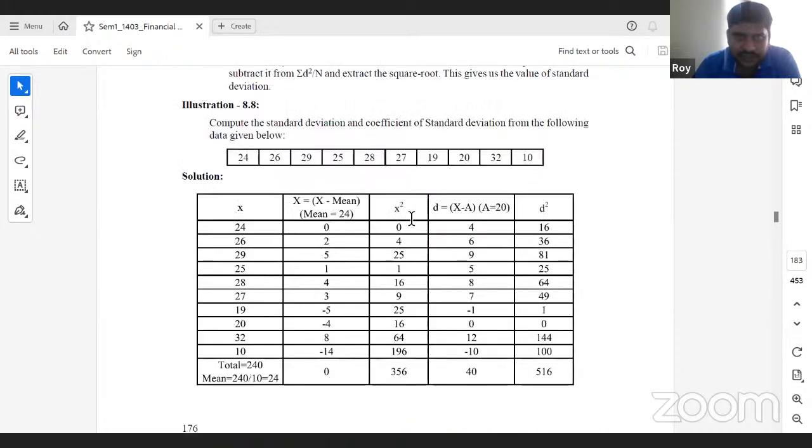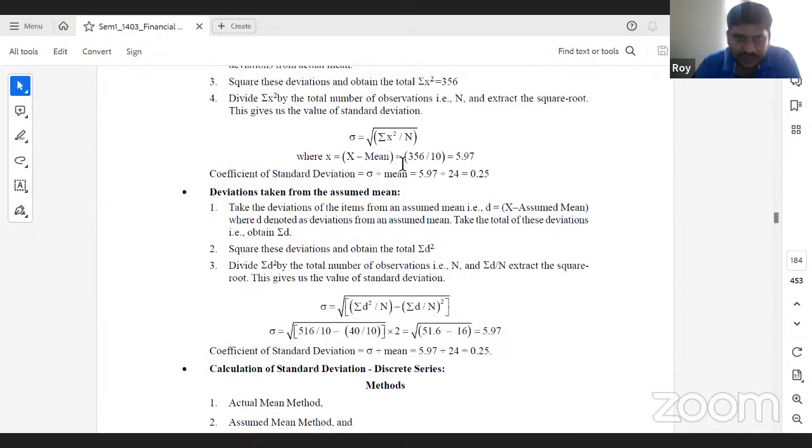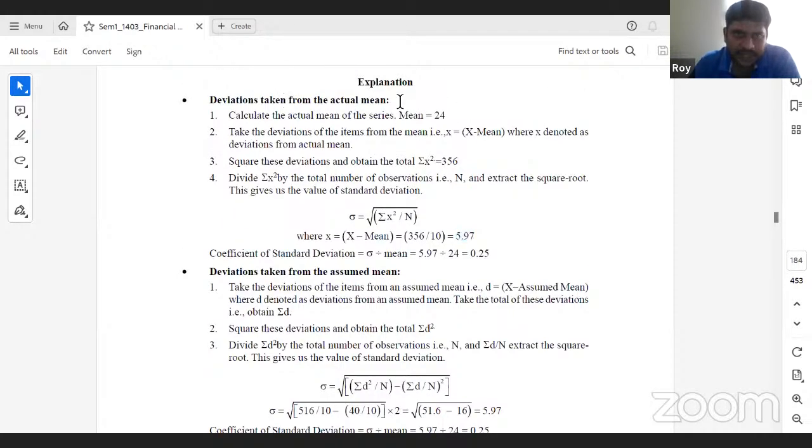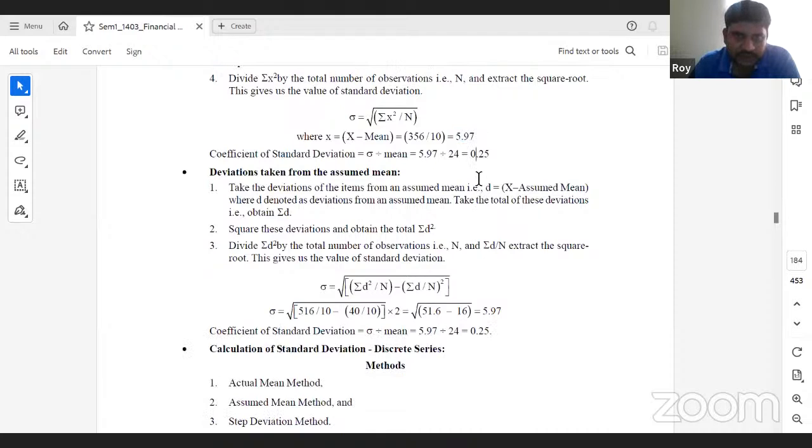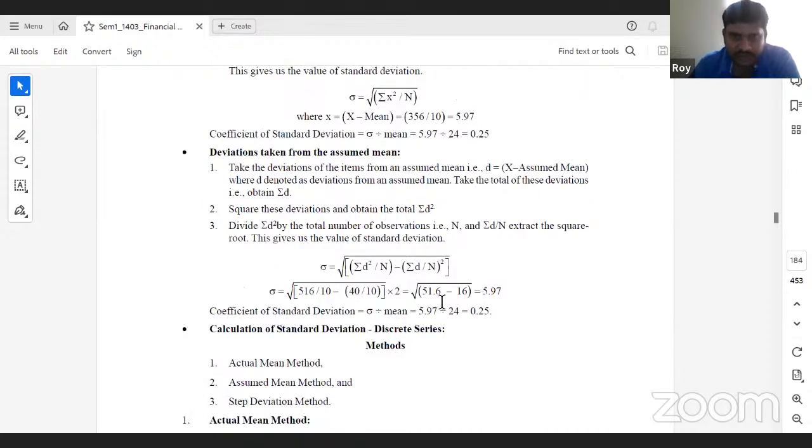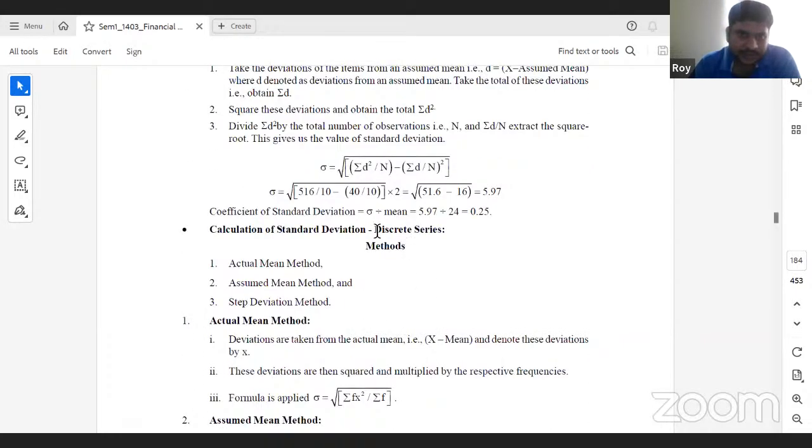Already we got the 356 here, x square divided by n. We got this value, and standard deviation divided by mean is equal to this one, coefficient of this. Generally, deviations will be taken from the assumed mean. Okay, taken from the actual mean, this is the one, and if you take from the assumed mean, this is the formula. Okay, right. Discrete series methods: actual mean method, assumed mean method, step deviation method.